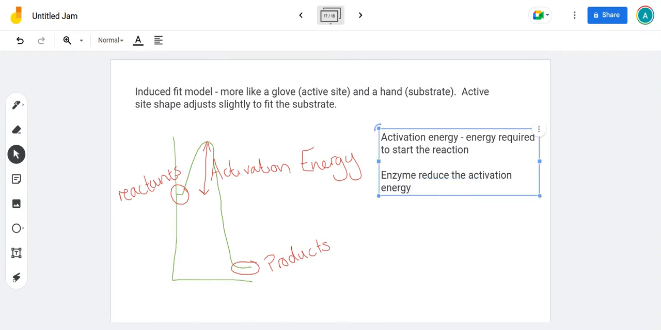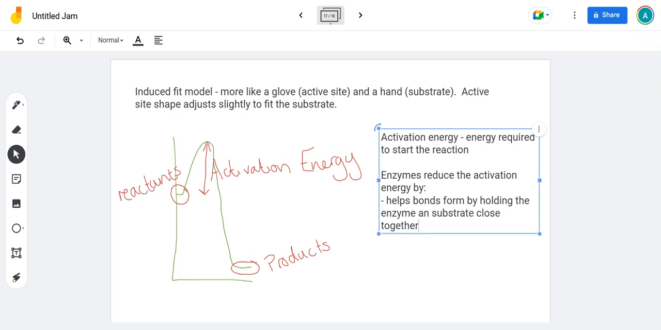So enzymes reduce the activation energy by, first of all, helping bonds to form by holding the enzyme and the substrate close together. And secondly, it helps bonds to break. Probably should be the other way around. You should probably break bonds before you make them.